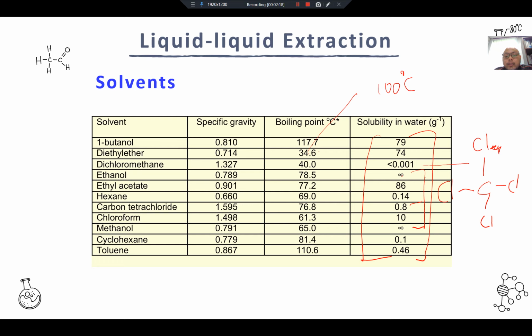For example, if you look over here, let's say we use hexane and then we have ethanol. They will not merge because they have opposite polarity. So if you look over here, hexane, as it has lower specific gravity, will be at the top layer. So here will be hexane, and here will be ethanol.